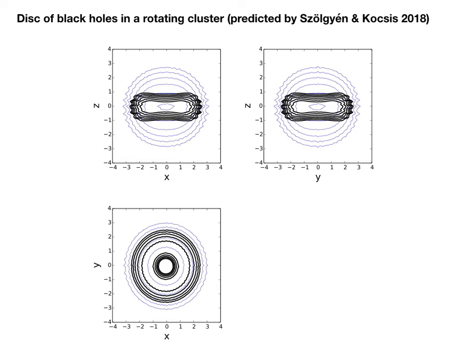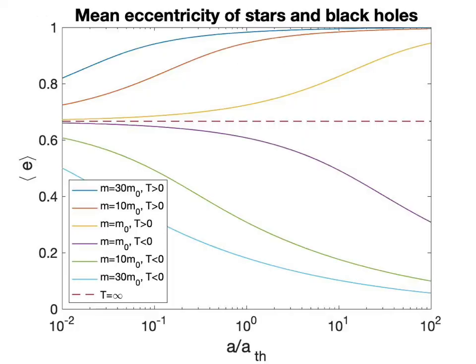And here is a slightly rotating cluster. You see the cluster is flattened only very slightly, as can be seen by the blue contours, by the rotation. But black holes amplify this tremendously and they condense into rotating disks. These rotating disks were found, or predicted if you like, by Szölgyén and Kocsis by a completely different method a few years ago. They considered vector resonant relaxation, and they did Monte Carlo simulations to show that in their systems the orbits of black holes were clustered in rotating systems. So we confirmed this using our method, and also I think we understand it from a different point of view.